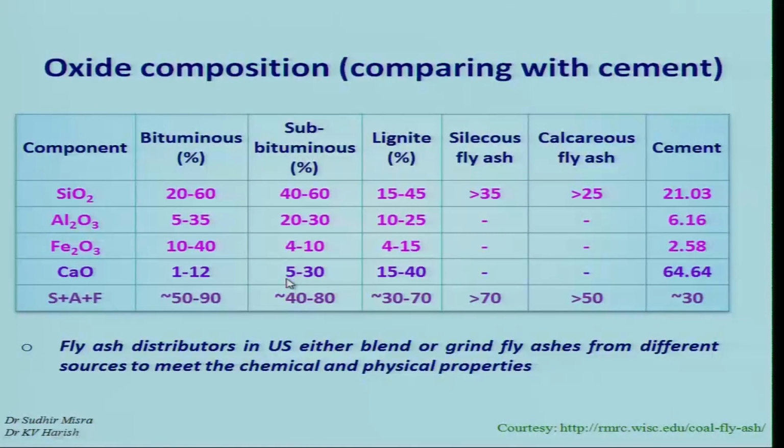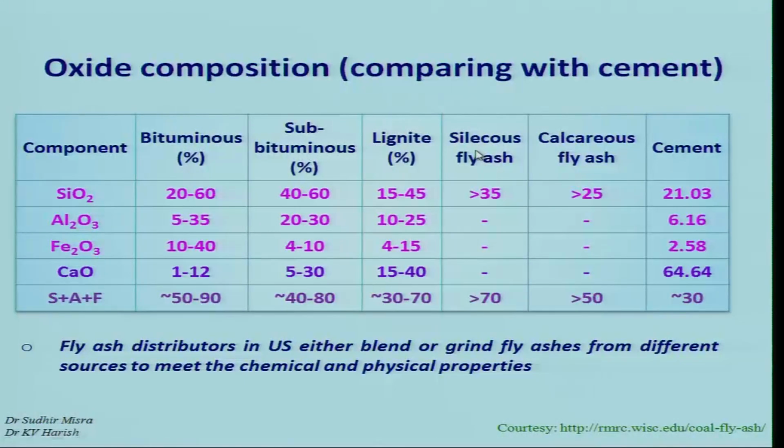And what you generally find is that if you take the bituminous variety and add all three, you will get S plus A plus F in the range of 50 to 90. Likewise, subbituminous you get somewhere between 40 to 80, lignitic you get somewhere between 30 to 70. So, you typically find that the higher ends 90, 80 and 70 for S plus A plus F for all these fly ashes basically reduce. So, the bituminous has the highest S plus A plus F, and lignitic has the lowest.